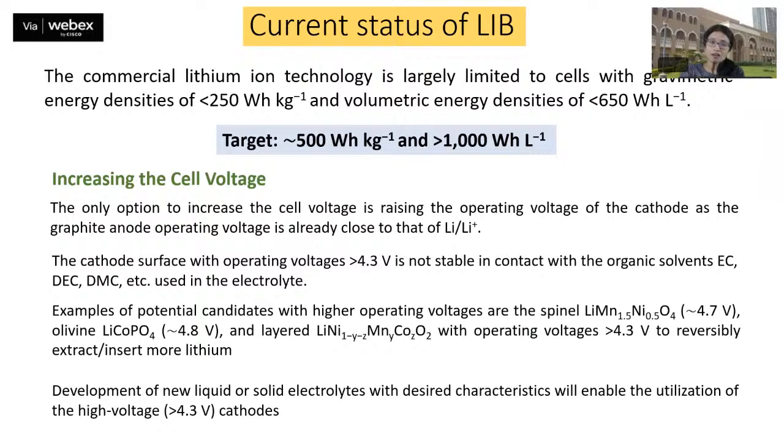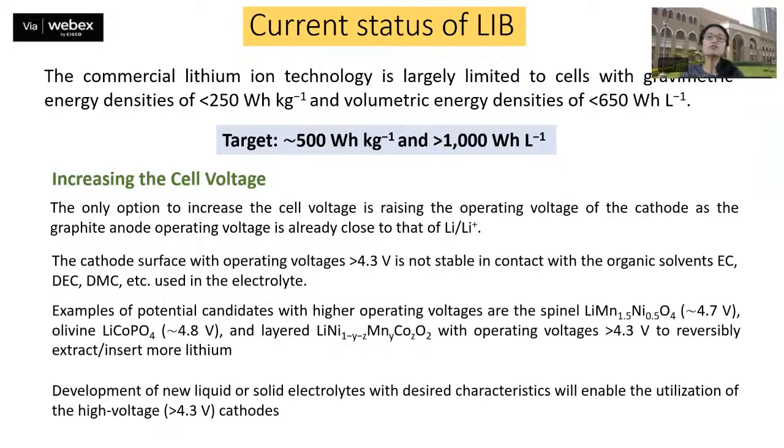So there are certain candidates which have been identified which have very high operating voltage, like the spinel LiMn1.5Ni0.5O4, which has an operating voltage of 4.7 volt. Then you have the olivine structure, lithium cobalt phosphate, which is around 4.8 volt. And then you have LiNiMnCoO2, which has an operating voltage again of greater than 4.3 volts, to reversibly insert and extract more lithium. But obviously, the electrolytes are not supporting this kind of high voltage.